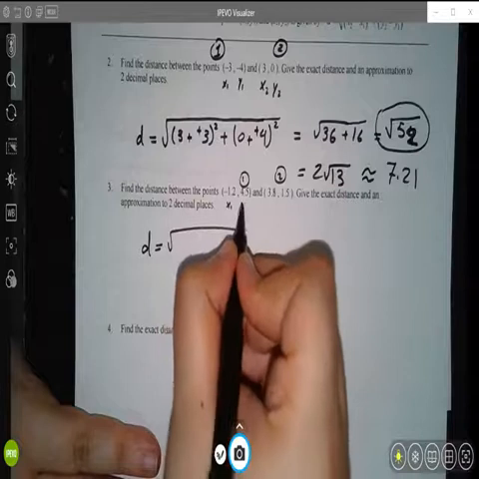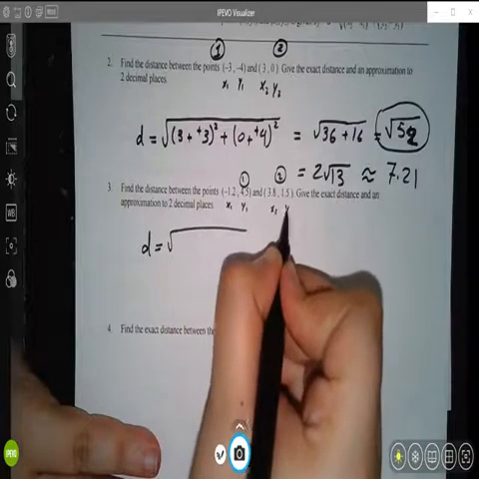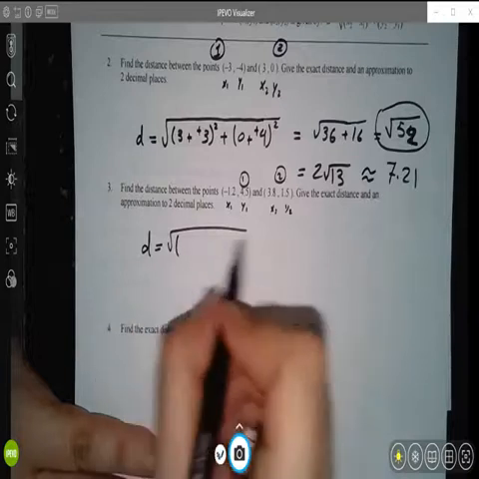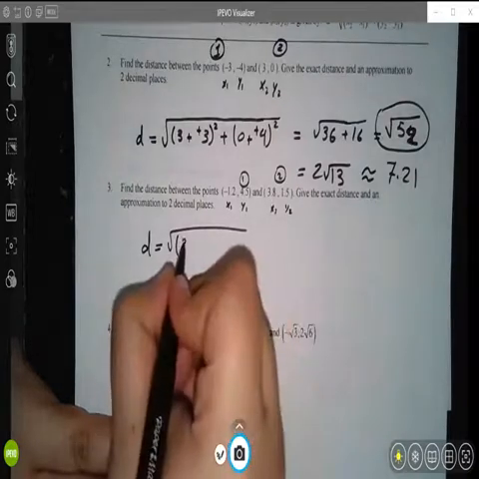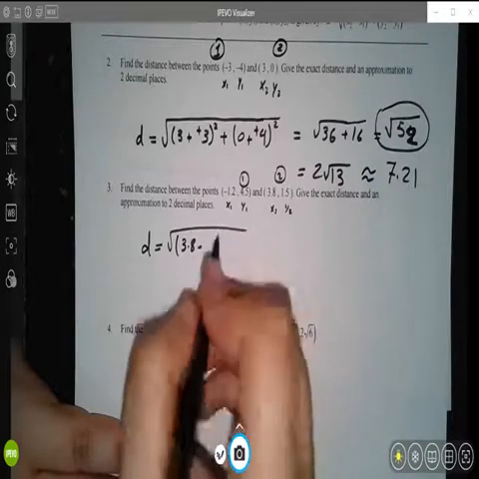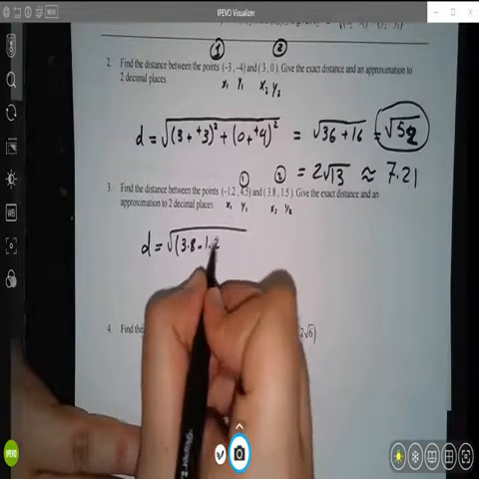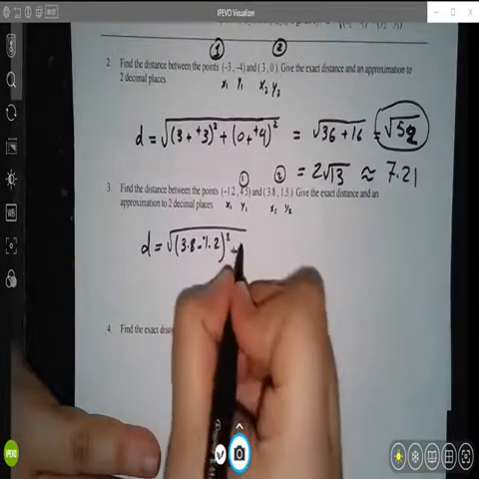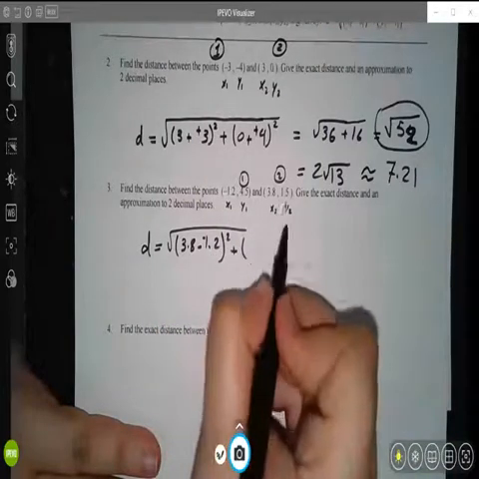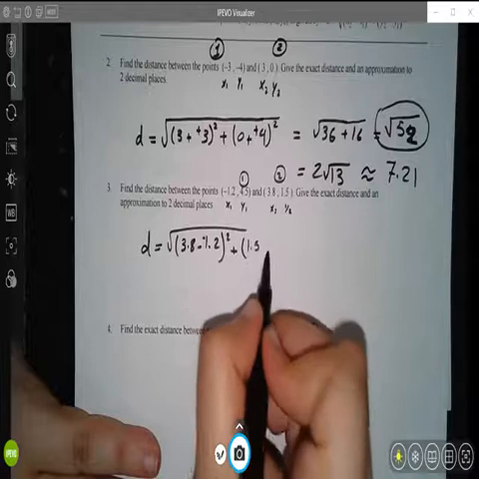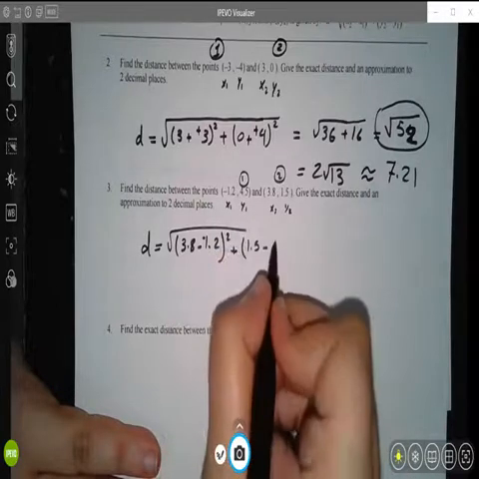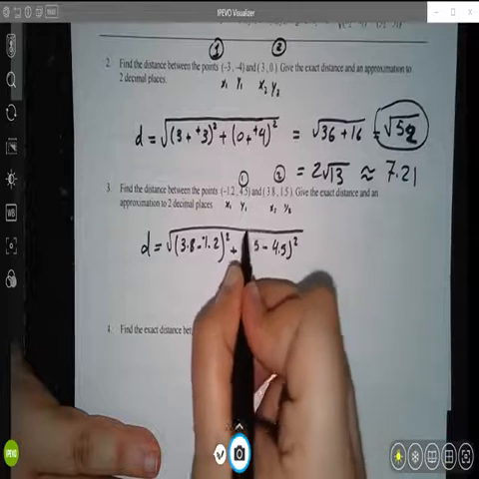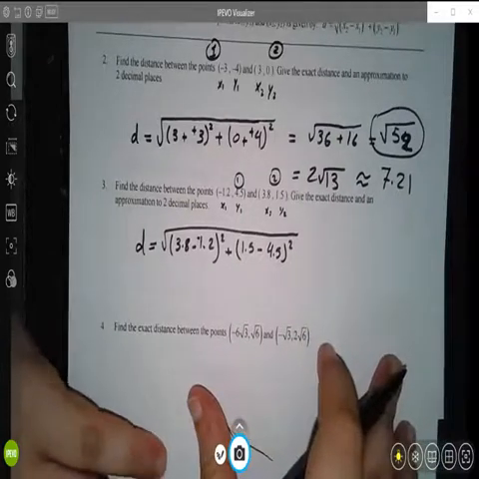Now, that means this is x1, y1, x2, y2. Here we go. So x2 is 3.8 minus 1.2, and it's negative. Okay? Square. Plus, open up the other one. Y2 is 1.5 minus y1, which is 4.5 squared. Okay?